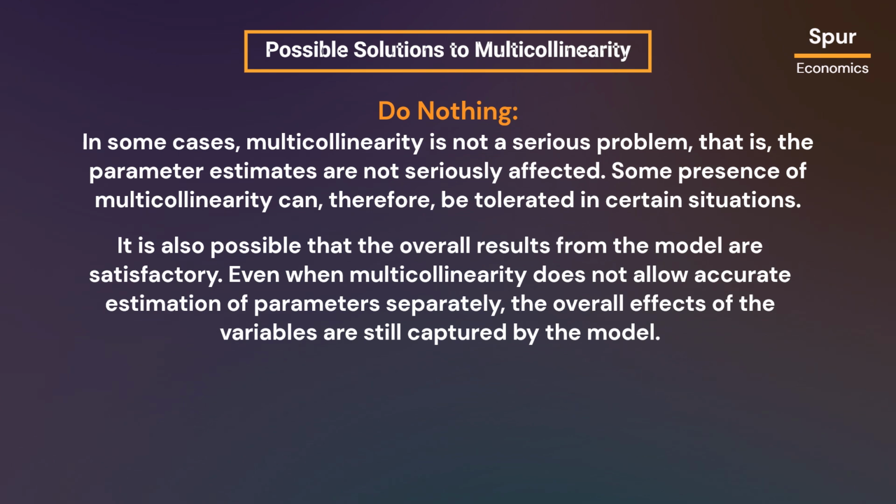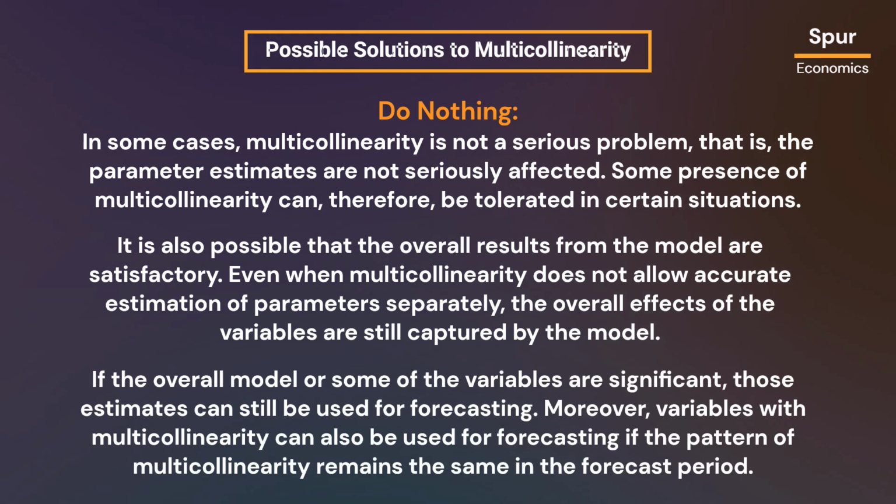Even when multicollinearity does not allow accurate estimation of parameters separately, the overall effects of the variables are still captured by the model. If the overall model or some of the variables are significant, those estimates can still be used for forecasting. Moreover, variables with multicollinearity can also be used for forecasting if the pattern of multicollinearity remains the same in the forecast period.